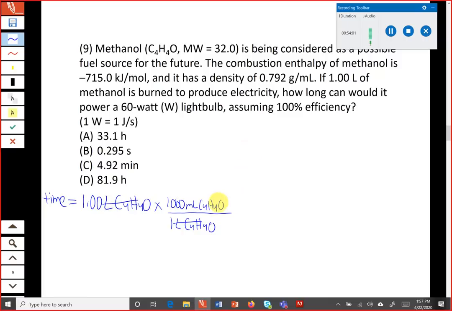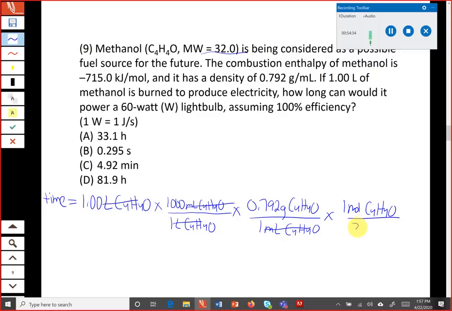So that's milliliters of methanol, and then we have the density, which is grams per milliliter, that allows us to figure out how many grams of that substance we have. These first few conversions should be fairly familiar. So 0.792 grams of C4H4O in 1 milliliter. That's just using the density as a conversion factor to go from volume into grams. Once we have grams of the substance, we can convert to moles. The molar mass is 32.0, so 1 mole of C4H4O has a mass of 32.0 grams.